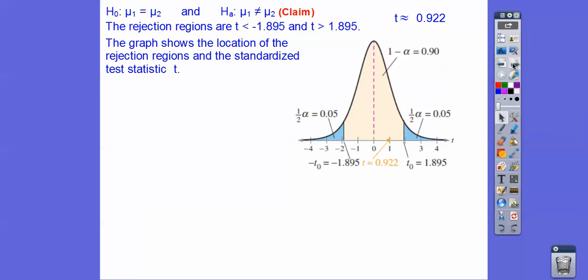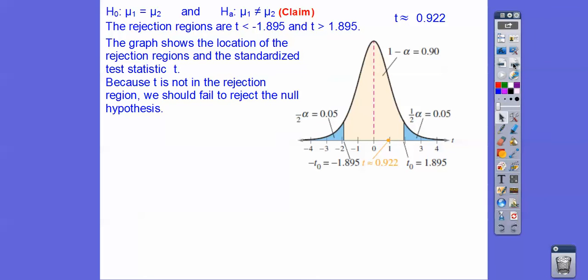Always draw this. Some of my students are not drawing this and they're losing easy points. So draw the figure, standard deviation 1, 2, 3 on the right and 3 on the left. This textbook likes to do 4 on the right and 4 on the left, and that's okay. 1.895 is just right here, and negative 1.895 is right there, and the 0.922 that we got is right there. That does not fall within the rejection region.